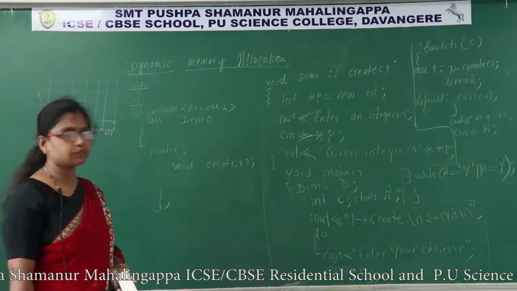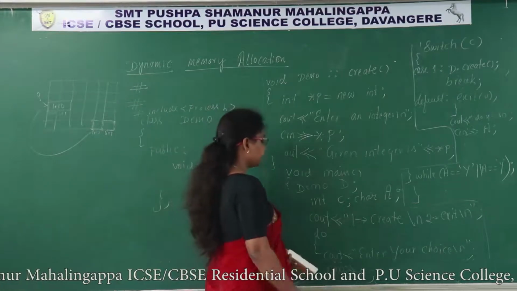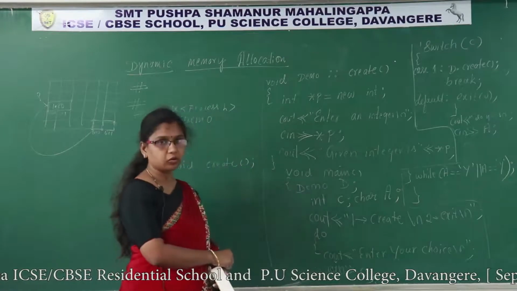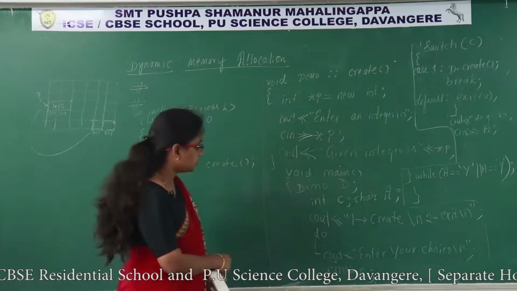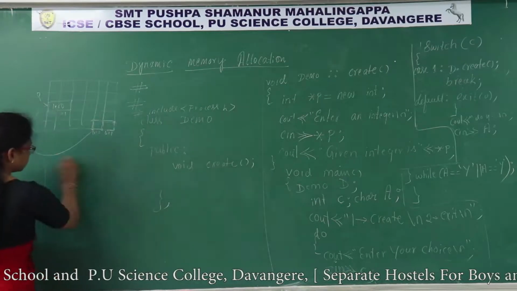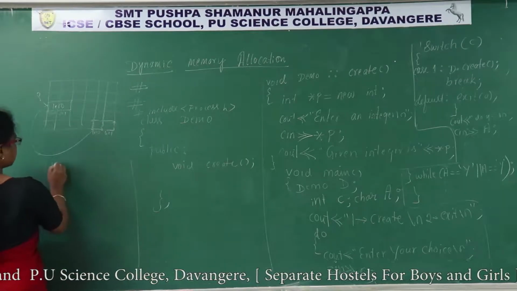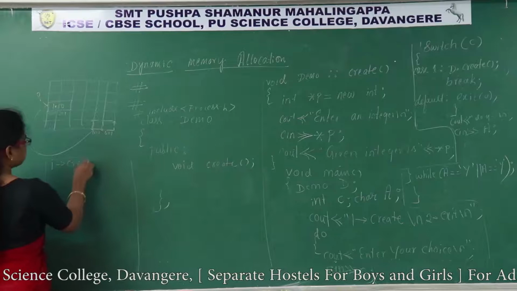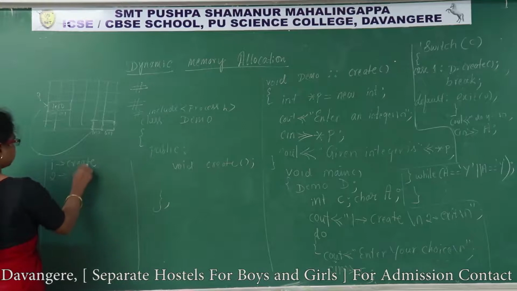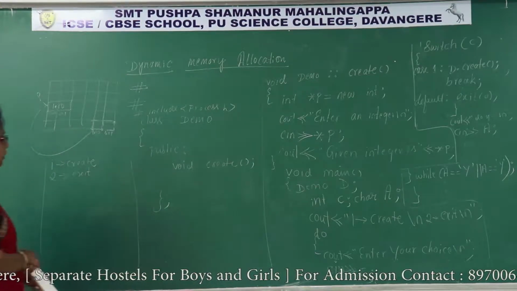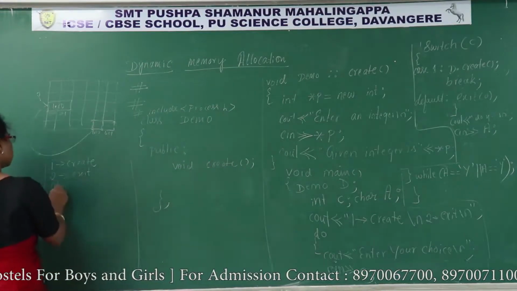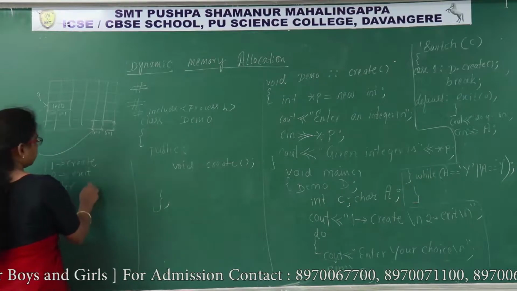Always execution starts from the main function. See here. First, this statement will be displayed on the screen. 1, create operation. 2 means exit. Do while is there, no? So first I'll write the output screen here. At first it displays like this: 1, create, 2, exit. Okay. After that, enter your choice.